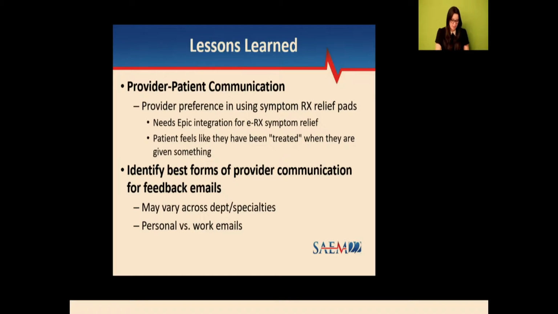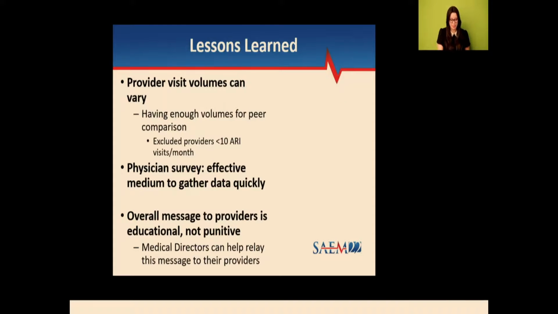The second thing is identifying the best forms of provider communication for the feedback emails prior to the intervention. For example, personal versus work emails. And this may also vary across departments and specialties. The third is provider visit volumes can vary, so making sure you have enough volumes for peer comparison to make it meaningful. We excluded providers with less than 10 ARI visits per month. We also conducted a physician survey using SurveyMonkey pre-intervention that collected information on prescribing behaviors, and we found this to be an effective way to gather data quickly.